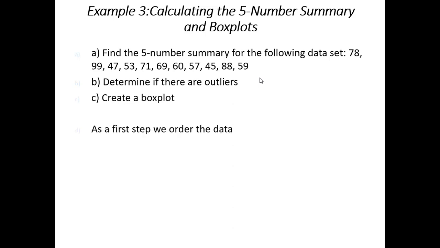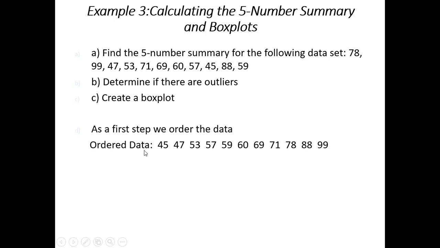As a first step, we would order the data. Whenever you're finding a 5-number summary, it helps to order the data, so you can see that our smallest value is 45, then there's a 47, and so on. So we put our data in order.